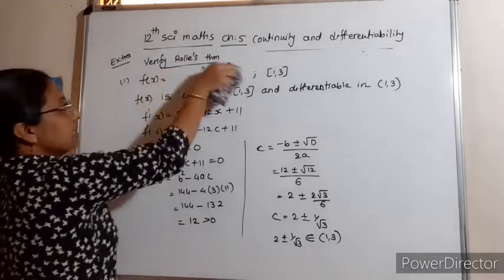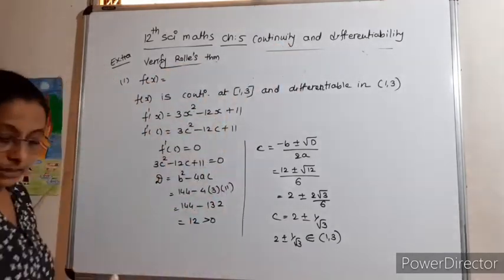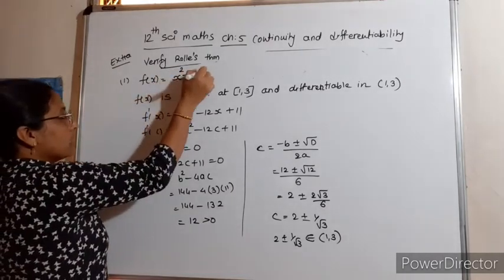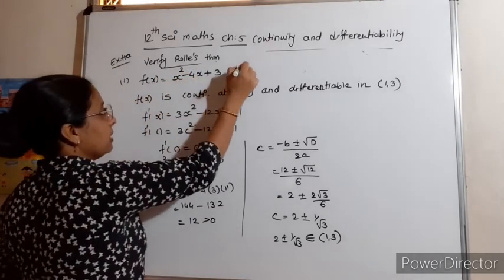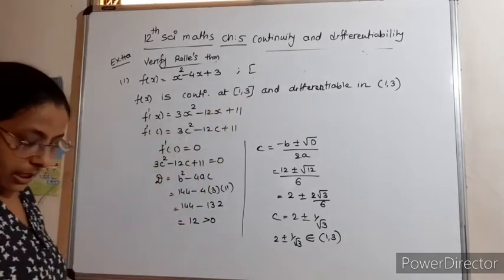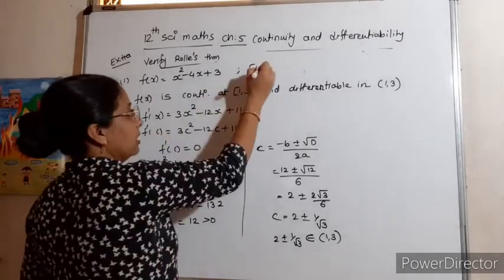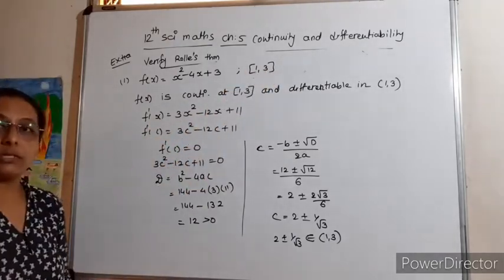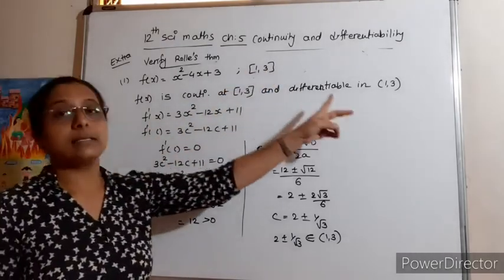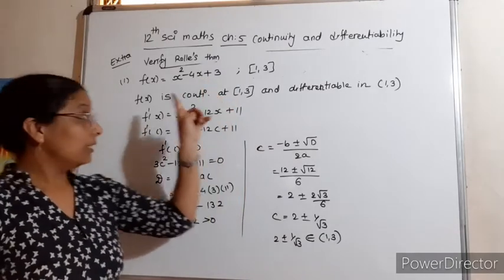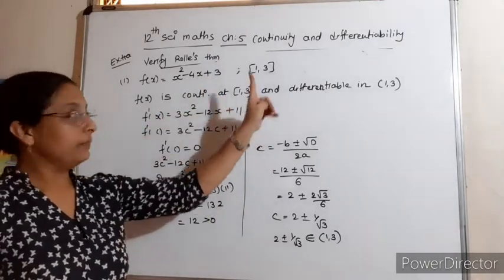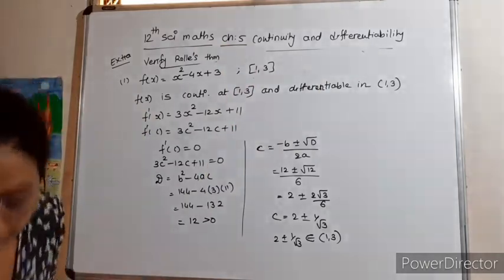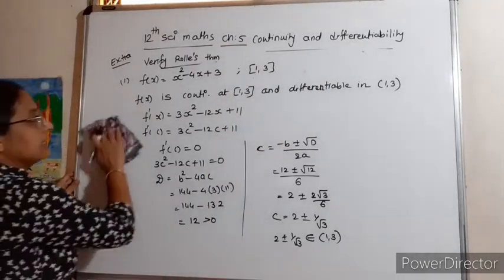Here is another sum I will give you: f(x) is equal to x² − 4x + 3 in the interval [1, 3]. Okay, the interval remains same. So f(x) is continuous and differentiable in the closed interval and open interval. That line is same, right? Continuous in closed interval, differentiable in open interval. Then we will find f'(x).